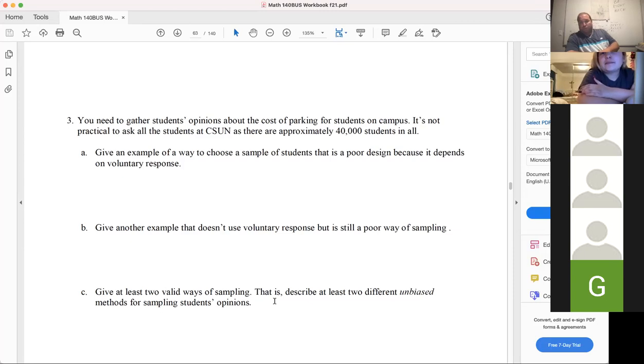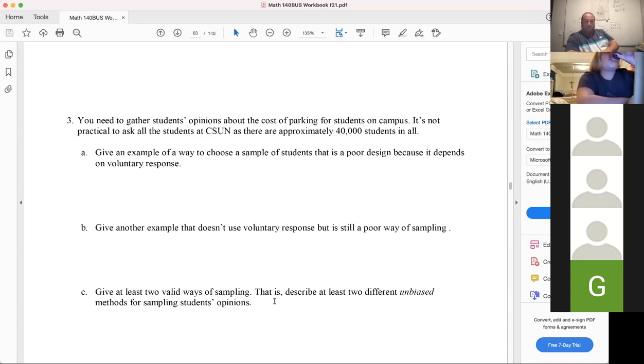Okay. So I think it's a great one, actually. You go to the bookstore and they have a receipt. On the receipt is a number that says, call in or email us. That's a great poor design because it's voluntary response. That's wonderful. I thought of putting a flyer on the wall that says, call this number for this reason or that. But yours is wonderful. You could put a survey up on the portal and see who bothers to respond.